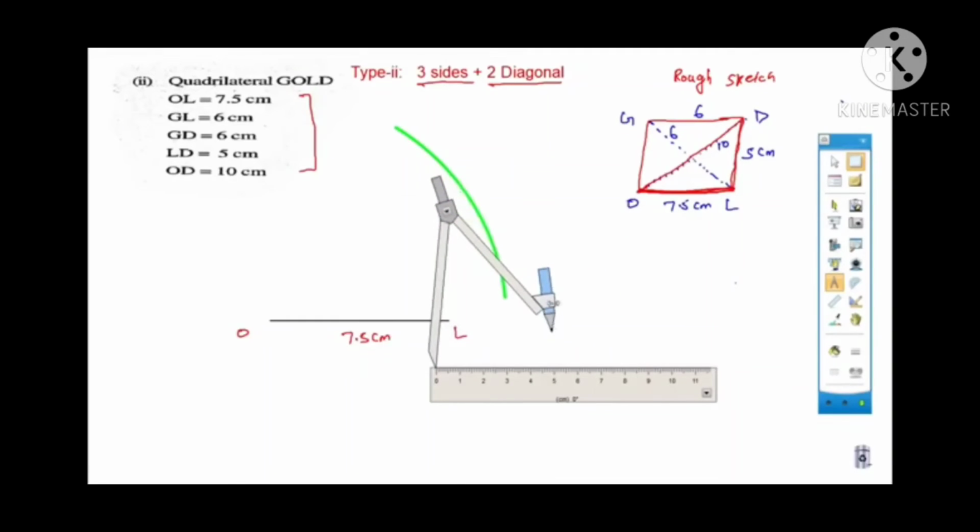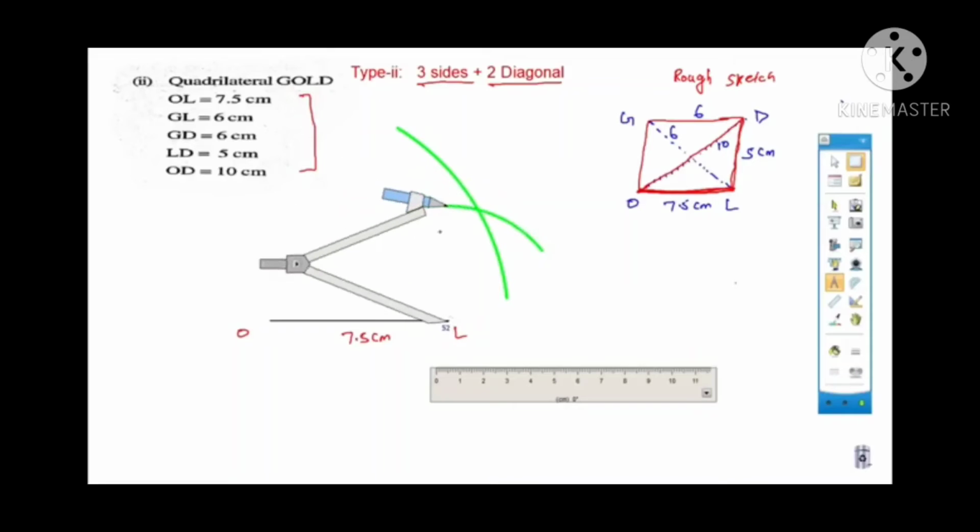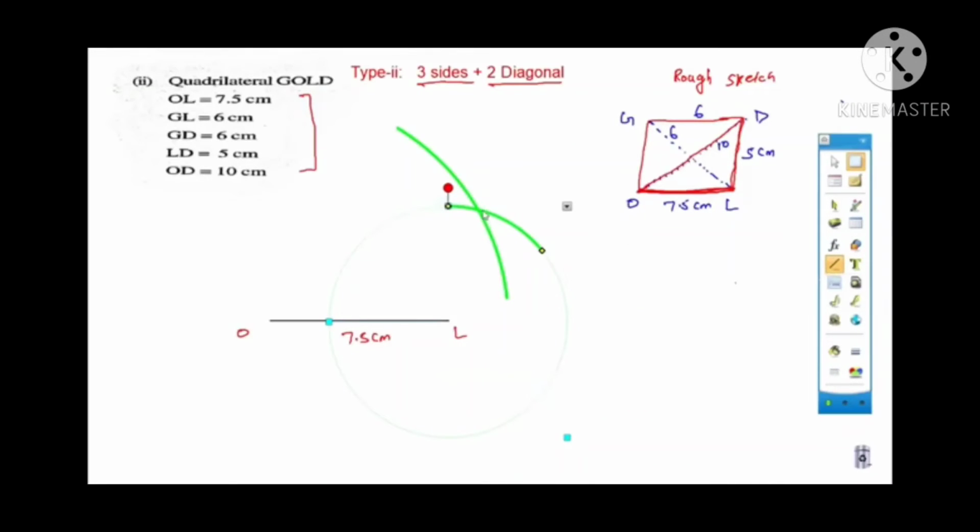Okay, next what we have to do? We have to cut that arc by using another measurement. Is it? That is 5 centimeter. Here they have given LD is equal to 5 centimeter. So cut the previous arc by taking the measurement 5 centimeter. Then you will get the point of intersection there. Is it? Now join those 2 lines with the point of intersection, that is diagonal and another side.